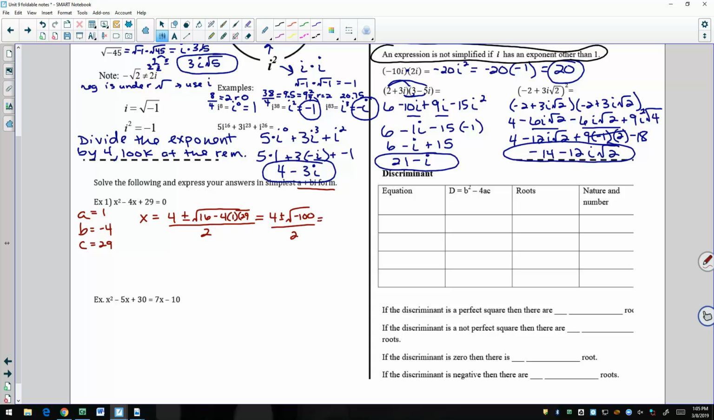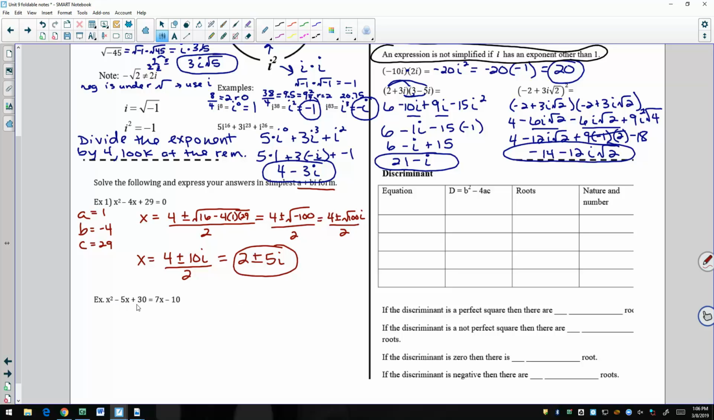So if I rewrite this as 4 plus or minus the square root of 100 and then an i, all over 2, now I can work with the square root of 100 since it no longer has a radical or a negative underneath it. So the square root of 100 is 10, so you get 4 plus or minus 10i. Remember, the i is attached to the square root of 100, which turned into 10. And now I can divide everything on top by 2. So 4 divided by 2 is 2, plus or minus 10i divided by 2 is 5i, and there's your answer. So your two answers are 2 plus 5i and 2 minus 5i.